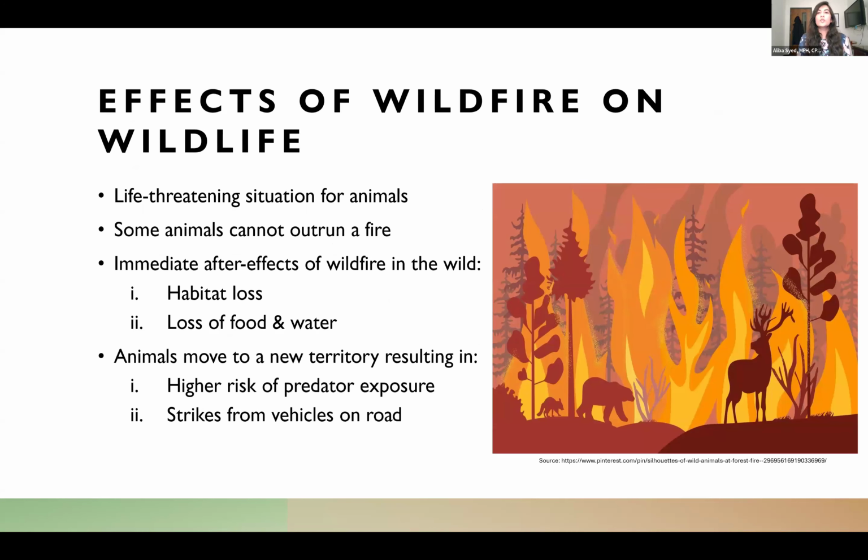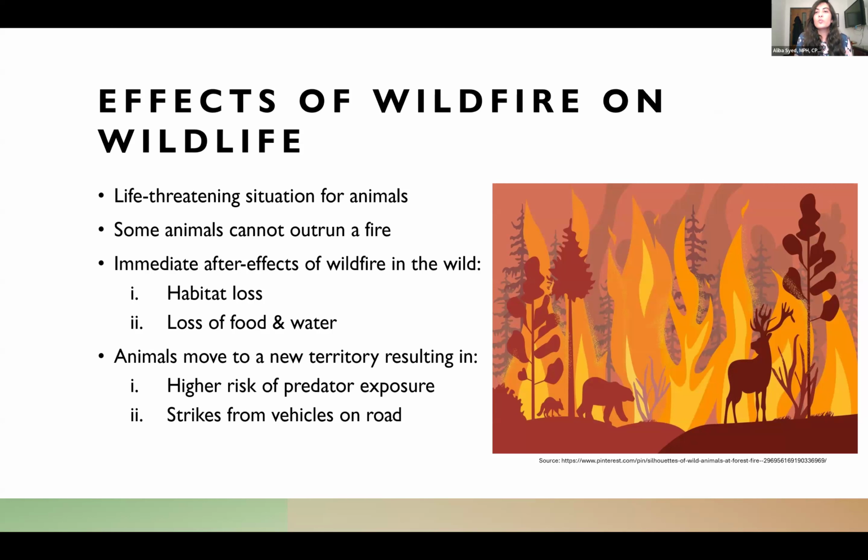So, after learning about the impacts of wildfires and wildfire smoke on people, let's learn about how they damage wildlife as well. Wildfires have been found to create a life threatening situation for animals. Some animals, both big and small, cannot outrun a fire. Koalas, for example, crawl up into a tree during wildfires, which makes them more vulnerable to damage from it.